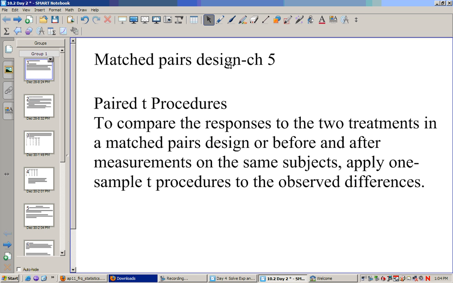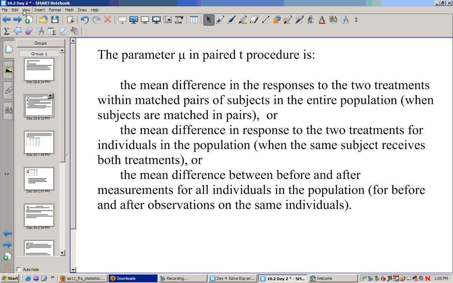Now, matched pairs design in Chapter 5 is when we match similar people, and sometimes the same people, up, and one goes through the control and the other one goes through the treatment. So a paired t procedure is to compare the responses to two treatments in a matched pairs design, or before and after measurements on the same subjects. Apply one sample t procedures to the observed differences.